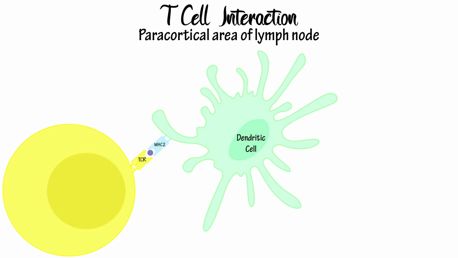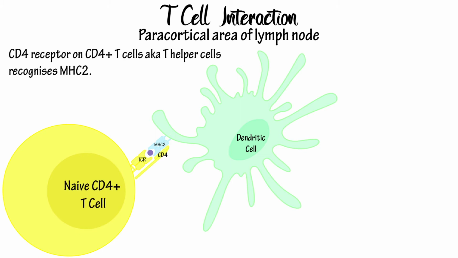This next concept is key. The MHC molecule presenting the pathogen will determine what type of naive T cell is activated. MHC2 is only recognized by T cells which express the CD4 receptor. Hence these cells are called naive CD4 positive T cells, or T helper cells.